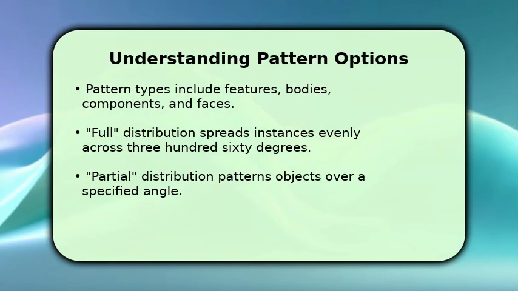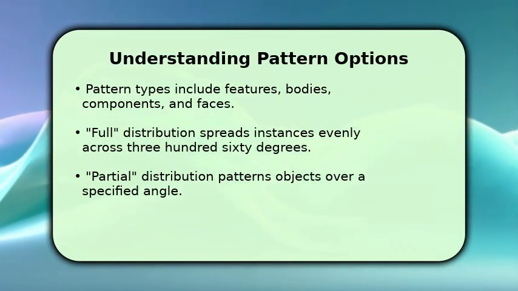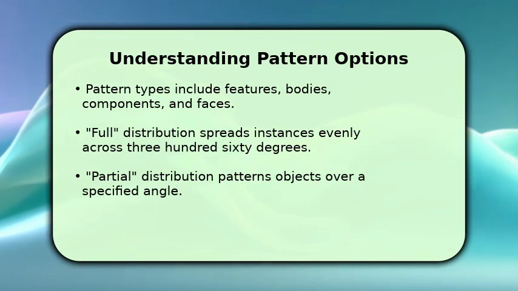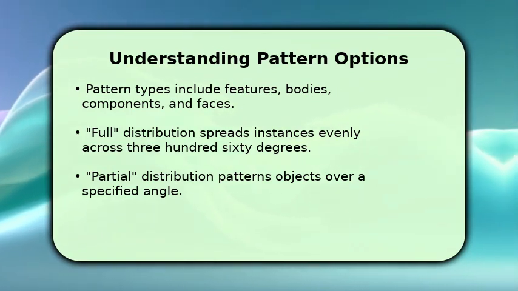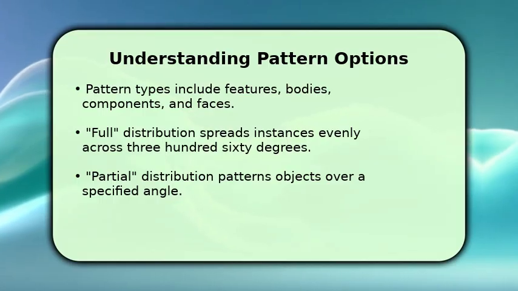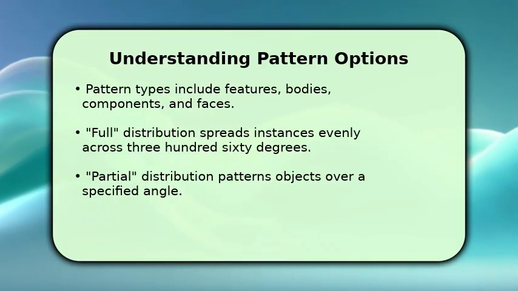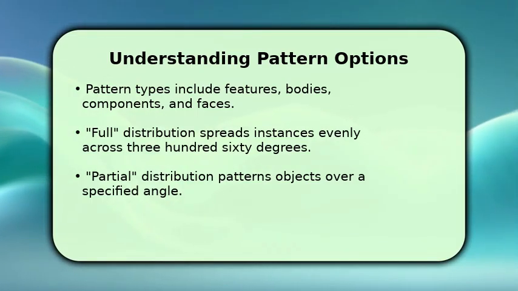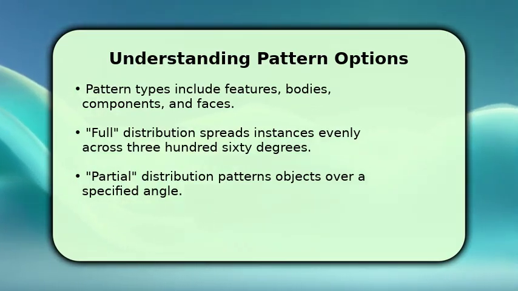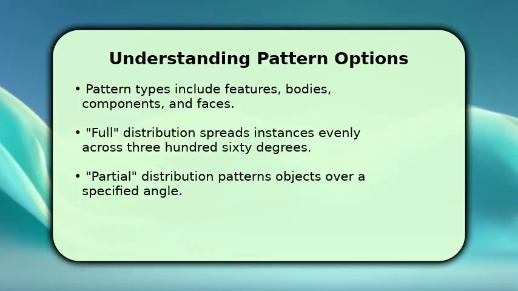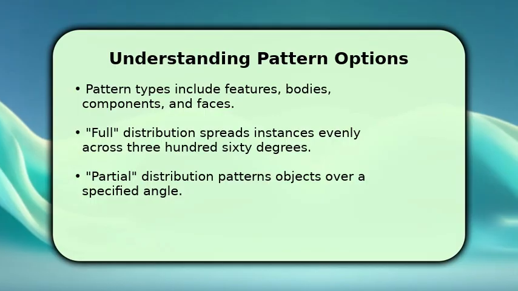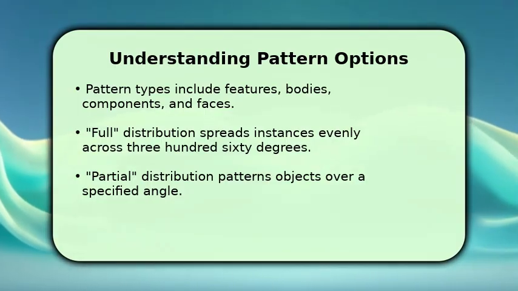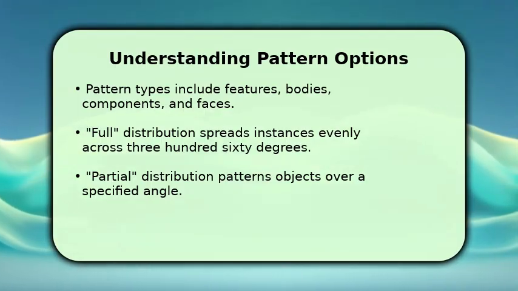Fusion 360 offers various pattern types, allowing you to duplicate features, entire bodies, components, or even specific faces. For distribution, you have three main options. Full evenly spaces your chosen quantity of objects around a complete 360-degree circle. Partial lets you define a specific angle, for example, 180 degrees, over which the pattern will be distributed. The symmetric option creates mirrored instances in both directions from your original object.